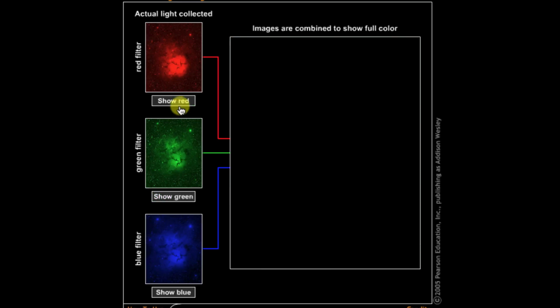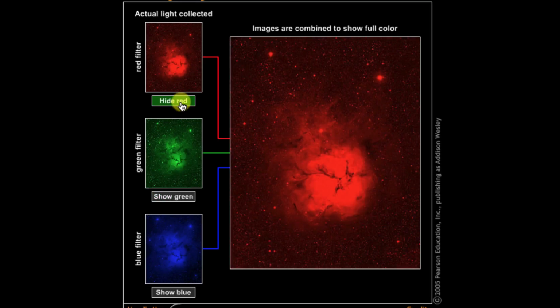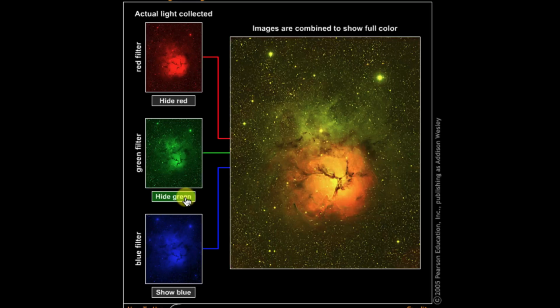If I hide the green and show the red, it looks fairly similar, but there is a slight difference. Let me turn the green on again. I'll turn the green on and off, and you can see some details that appear and disappear as I do. So there are some areas that come into better focus, resolved a little bit better, when I turn the green on, and then when I turn the blue back on, you get the full picture of it.